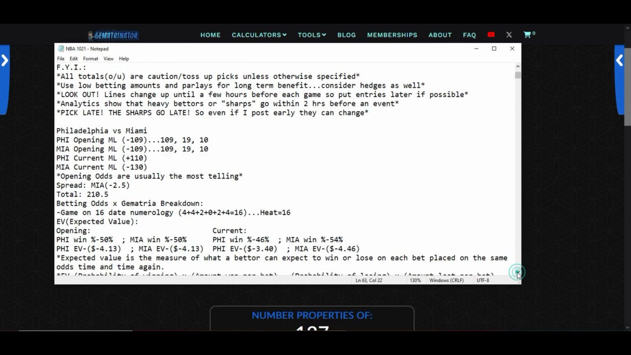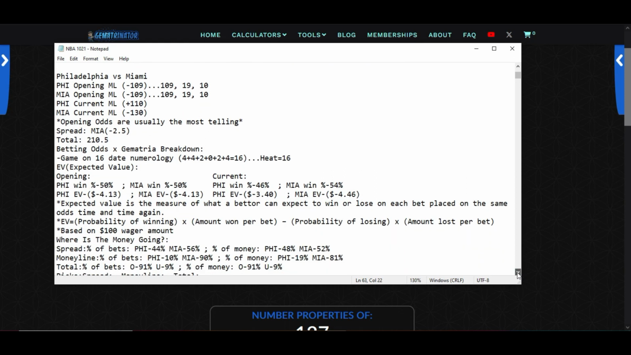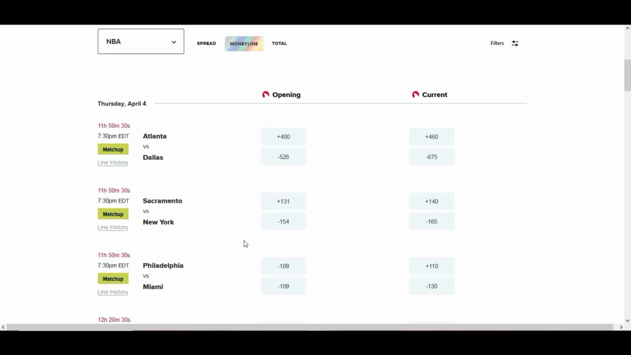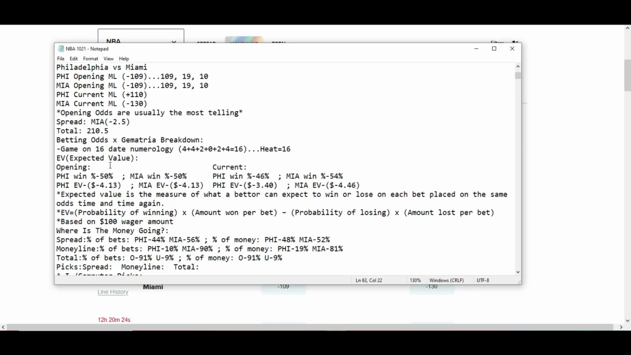Could be a bait. Let's go with the Philadelphia versus Miami. Odds on the screen. Both teams started off even on the opening odds, minus 109, minus 109. And now it's at plus 110 currently, minus 130 for Miami. Miami is a 2.5 point favorite in this game.